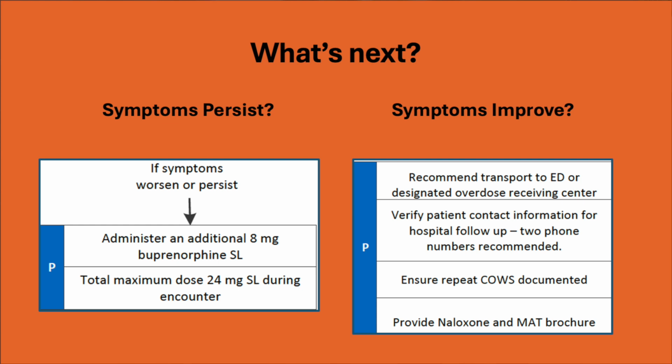Verify their information, ensure the repeat COWS is documented, and then if they don't end up being transported under the buprenorphine policy, for some reason they're going to refuse care, make sure you leave them with the information, the documentation, and leave behind naloxone. Right. Very, very important.